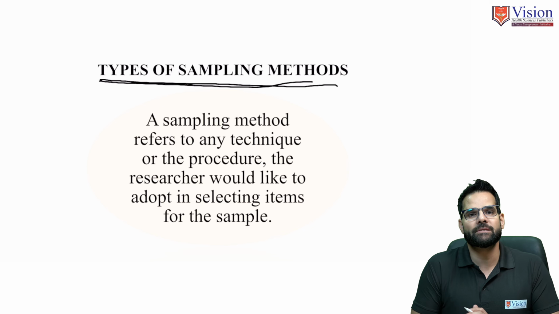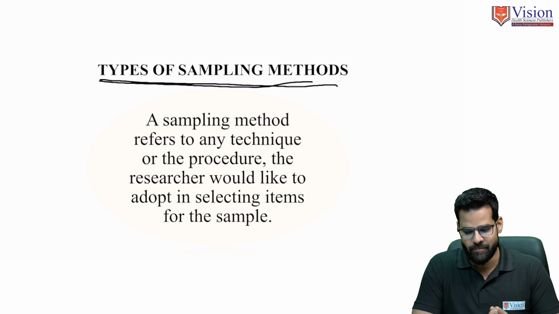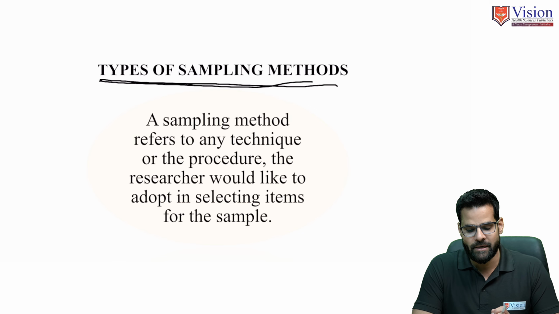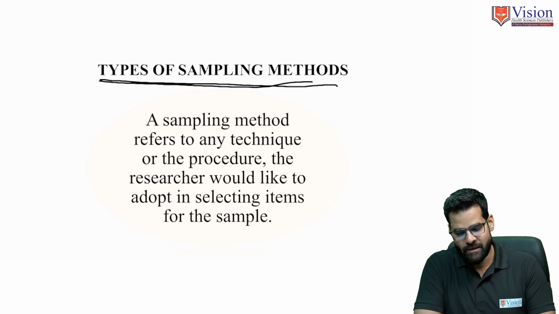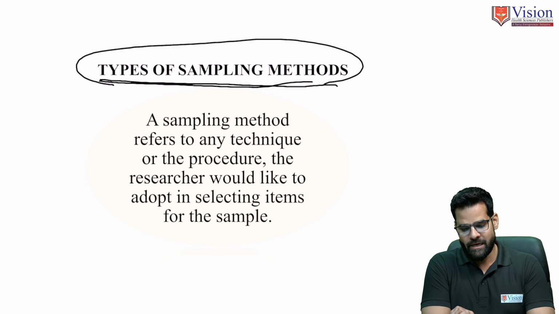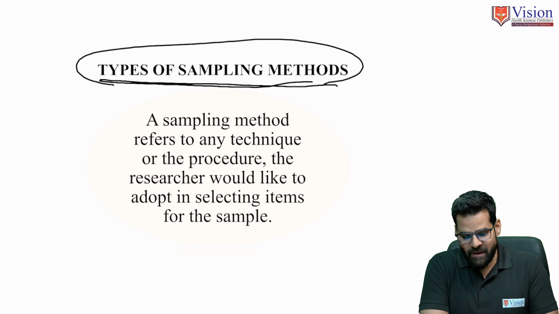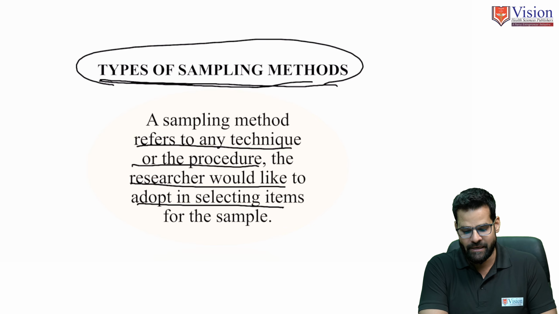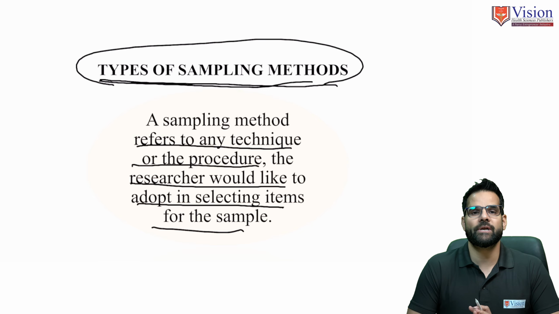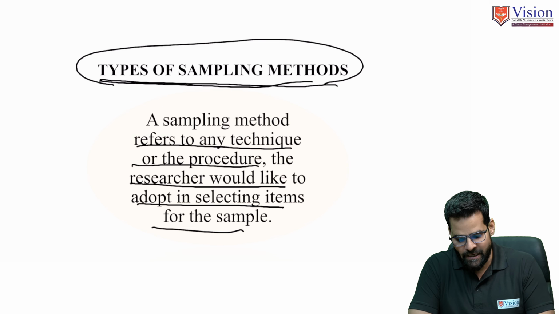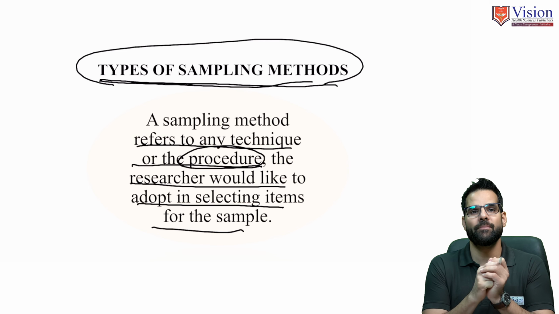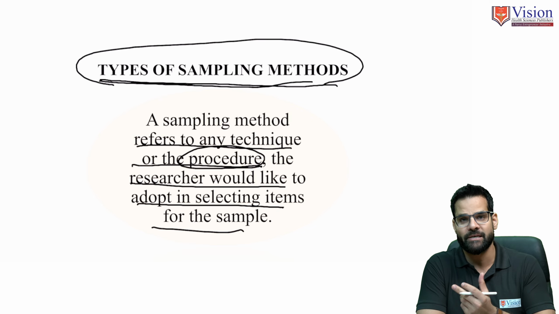In previous lectures we have discussed some of the basic concepts related to sample and sampling. Now let's talk about a very important topic, which has its own practical implication, that is the types of sampling methods. So first, let's talk about what the meaning of this is. A sampling method refers to any technique or procedure the researcher adopts in selecting the items for the sample. Basically, it is a technique or procedure that you adopt to draw the sample from the population. That we call methods of sampling.